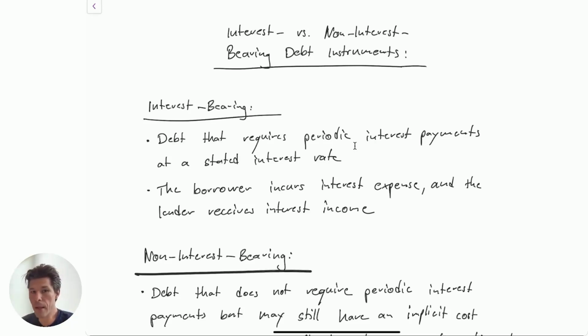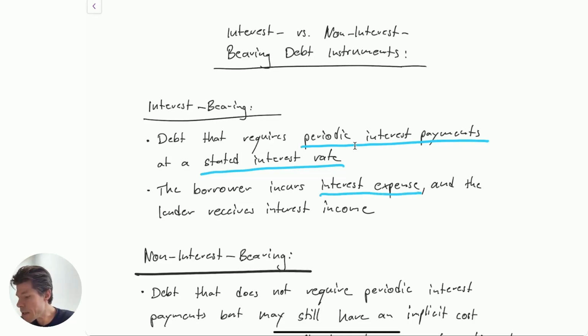for the borrower. When we talk about interest-bearing, this is debt that requires periodic interest payments at a stated interest rate. Here, the borrower incurs interest expense and the lender receives interest income. For example, bonds, bank loans, other corporate bonds, debentures, and so on. Short-term revolving credit facilities, overdrafts, commercial papers, short-term bank loans. So these are all examples of interest-bearing debt.